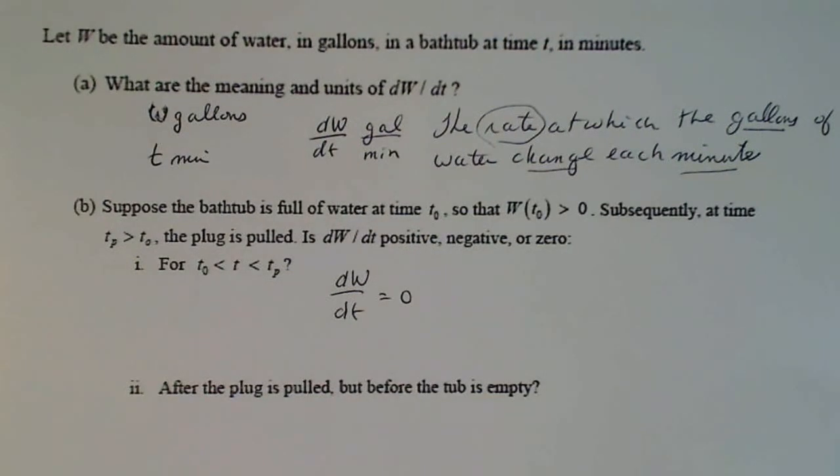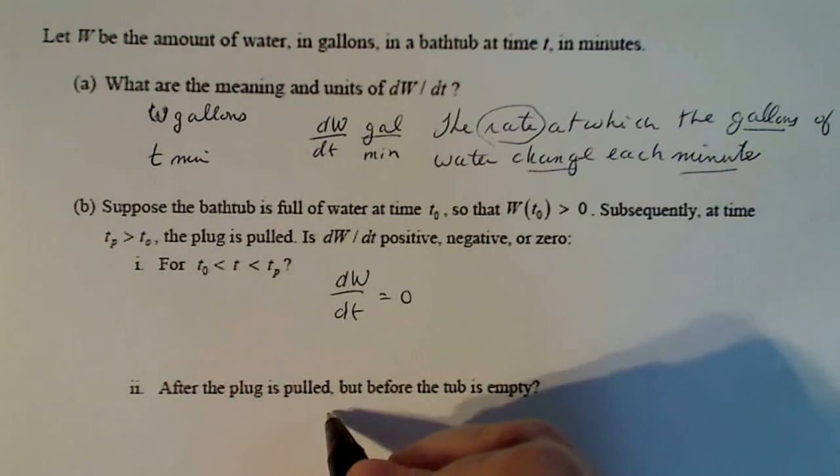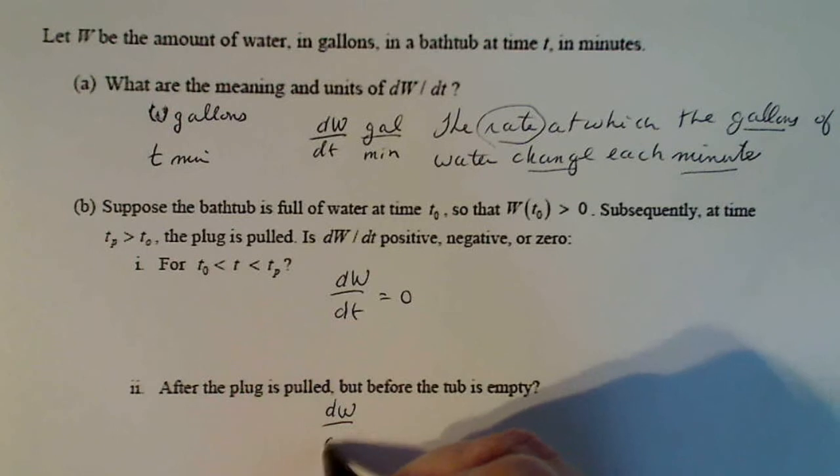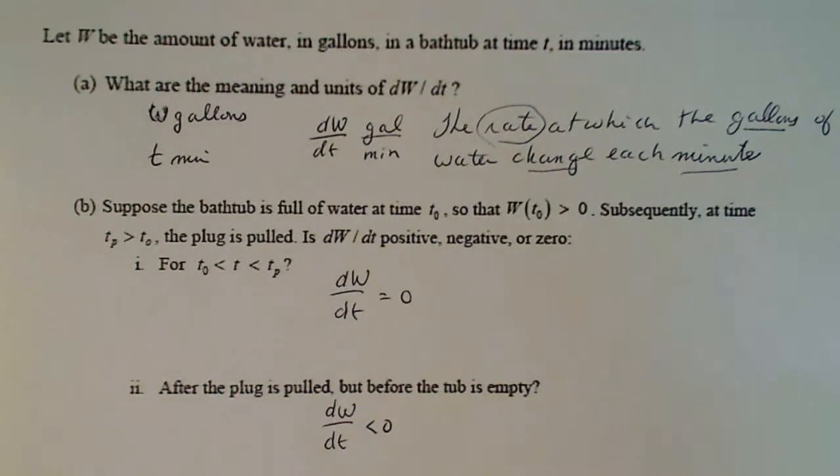After the plug is pulled, but before the tub is empty. So I pull the plug, and what happens to the number of gallons? It goes down the drain, the number of gallons decreases. So that means that your rate of change in gallons per minute has to be less than 0 because it's decreasing.